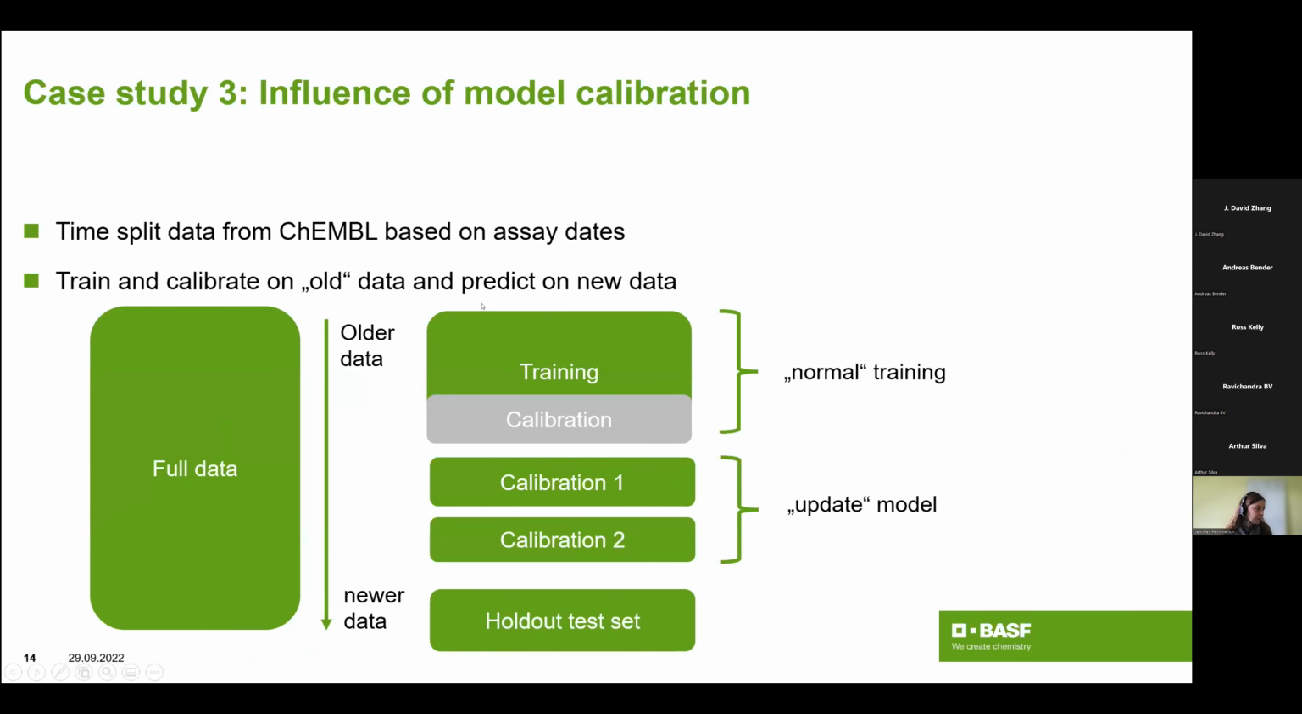So what we did here is we used Campbell based on different assays, and then based on the dates where the assays were conducted. So we had the full Campbell data set, and we had the older data and newer data, and then we started splitting. So we had the old data for training and calibration. Then we had 2 newer calibration data sets, and then the newest data was used for holdout as a test set, which we were using to rank whether the calibration updates were really working.